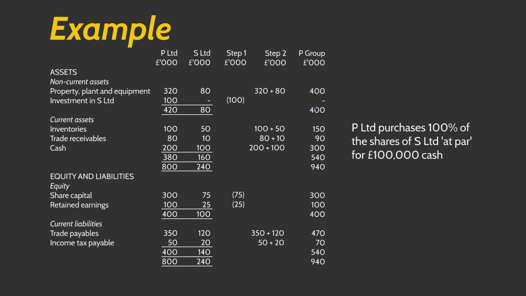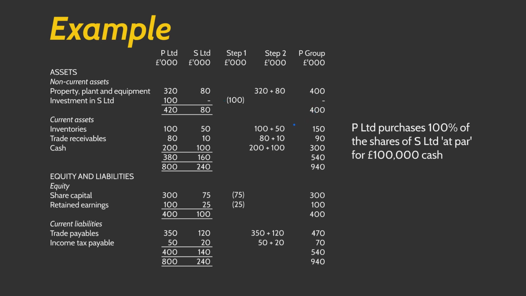Okay, so can you see what's happened there? 400,000 is the property, plant and equipment for both companies. That's all we want for non-current assets. If we hadn't eliminated this line, we would have had 420,000 plus 80,000. We'd have had £500,000 for assets, but that wouldn't have made sense because part of this £100,000 investment includes the £80,000 of non-current assets. So you would have counted this twice had you not eliminated the investment in S Limited. So 400,000 is what we have for non-current assets.